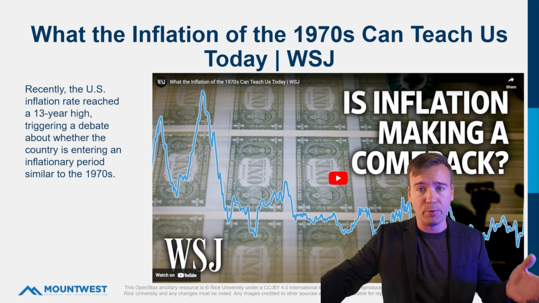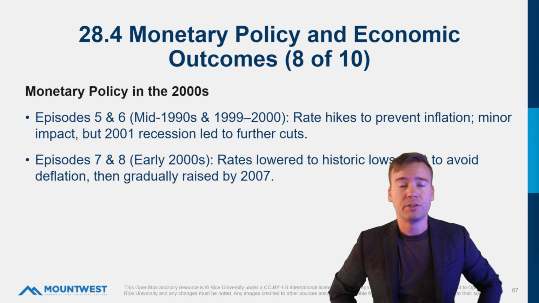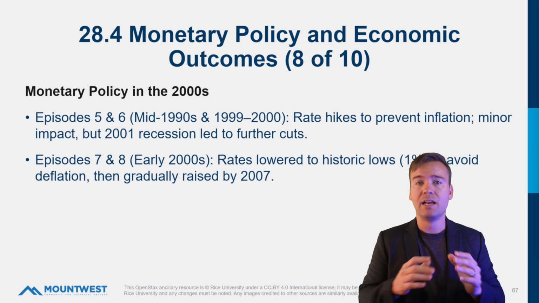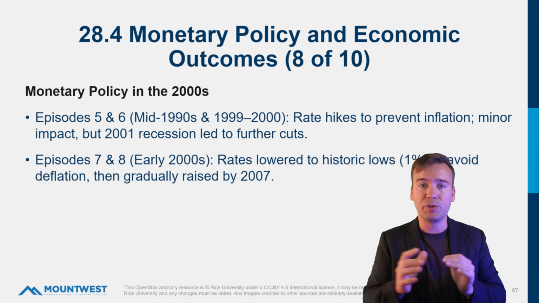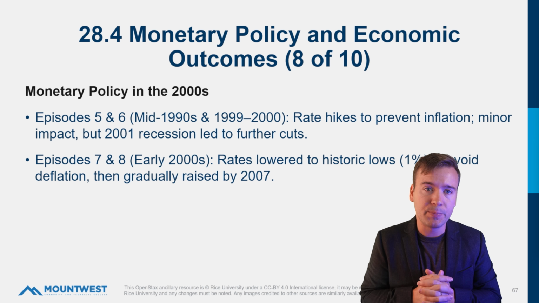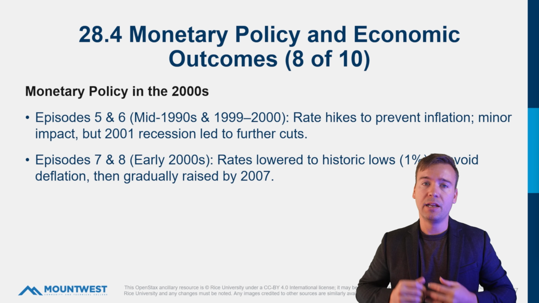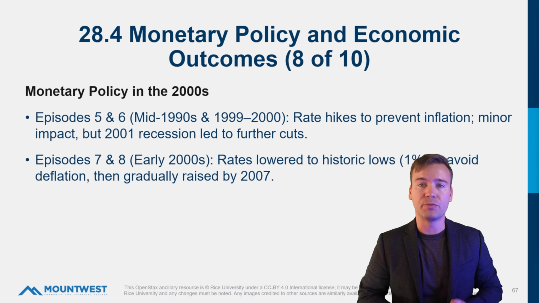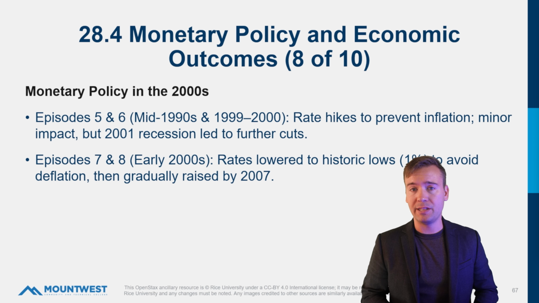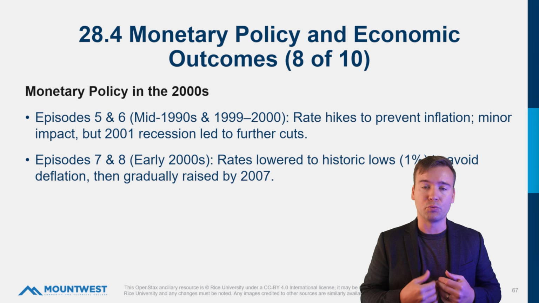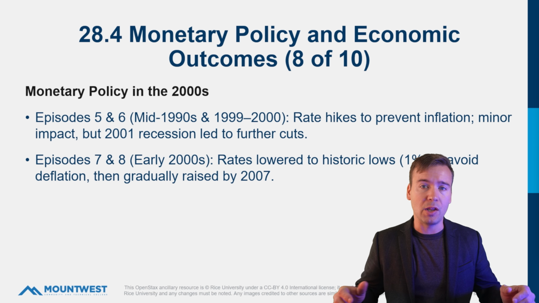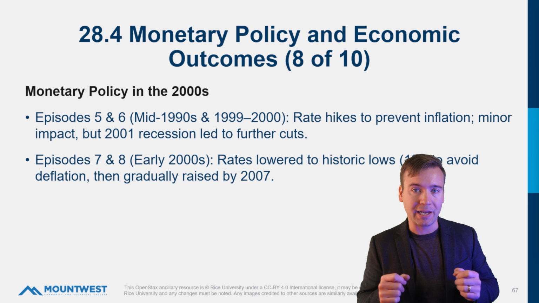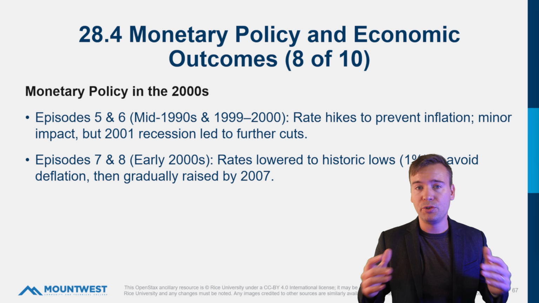It also explains a lot about what the Fed's powers are. So moving further, in the 1990s, we entered episode 5 and episode 6, between 1999 and 2000. During the expansion period of the mid-90s, and again at the end of the decade, the Fed raised interest rates in anticipation of some potential inflation. So these rate hikes were really intended to prevent the economy from overheating as growth was accelerating. A lot of this helped to maintain price stability, but the overall impact on economic activity was kind of minor.